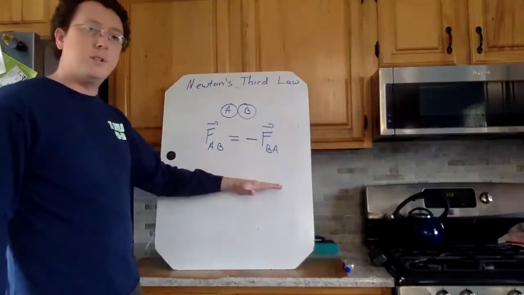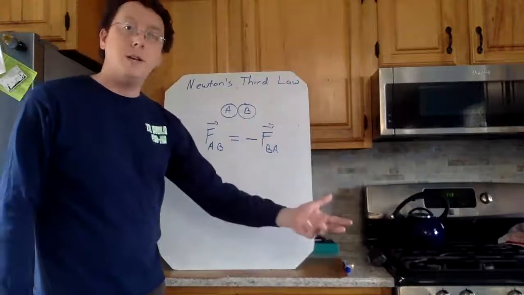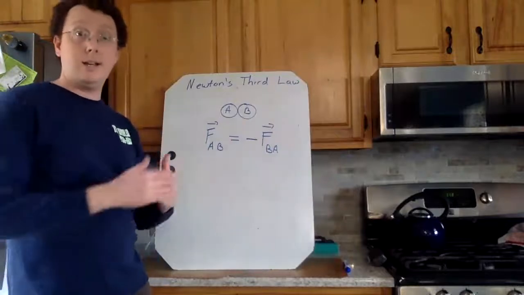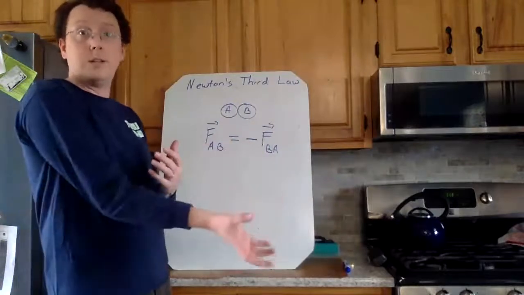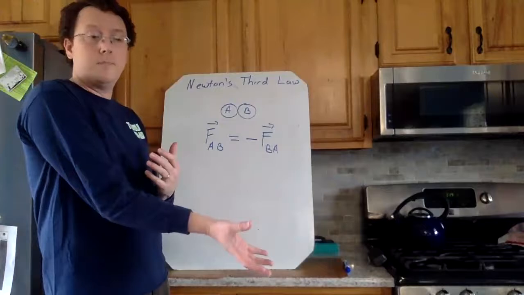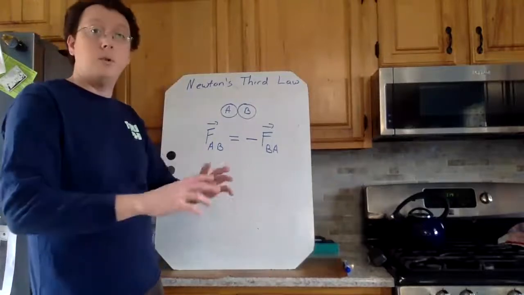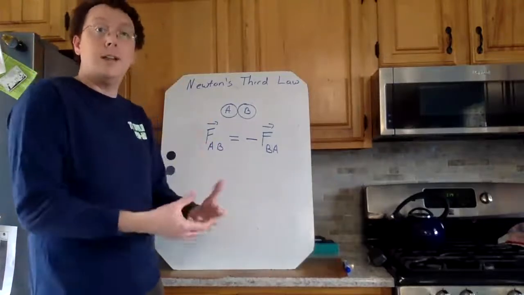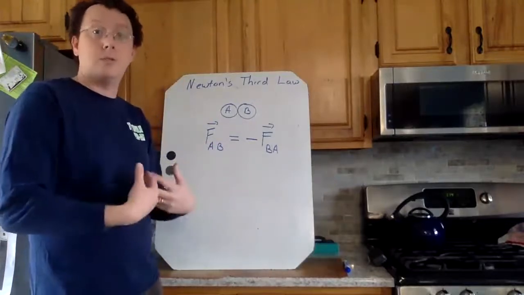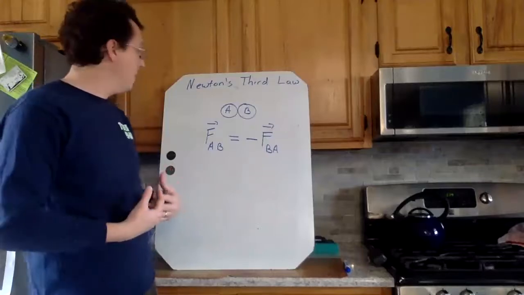Look for the prepositions. If it says it acts on something, then that tells you that target object is the observer. If the force is by something, then that object is the source. Okay?